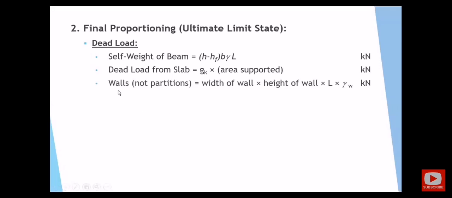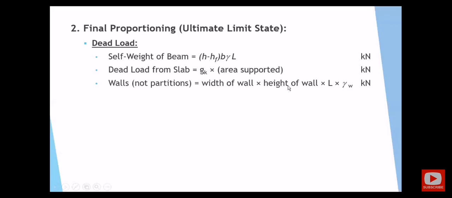If you have walls on the beam, not partitions, like real walls supported on the beam, again you need to consider that, because usually it will be like heavy walls. To do that, it will be similar to the self weight, but in this case, we get the self weight of the wall. It will be the width of the wall times height of the wall times gamma times the span. Again, it will be kilonewton. So it is a repeat of this one.